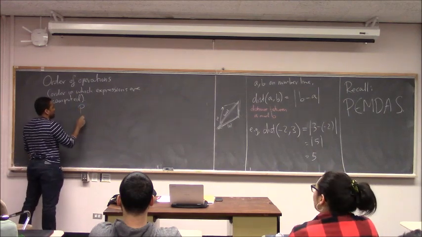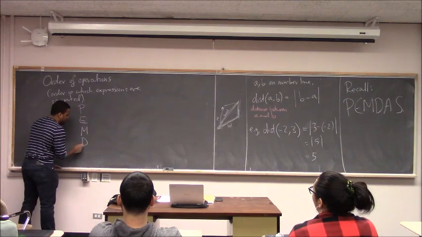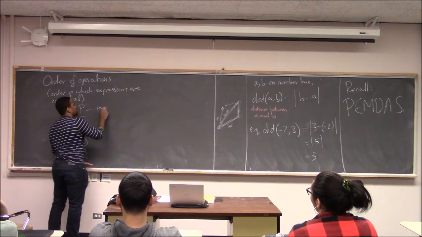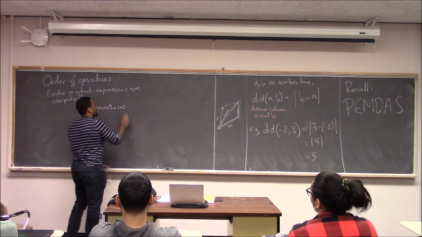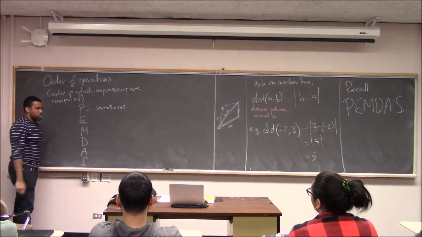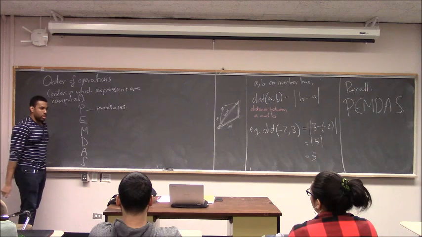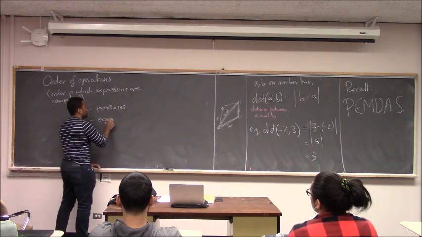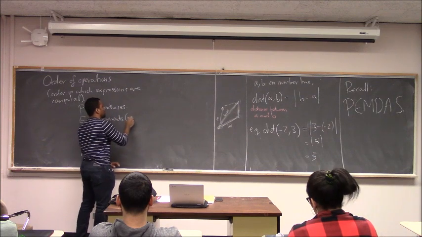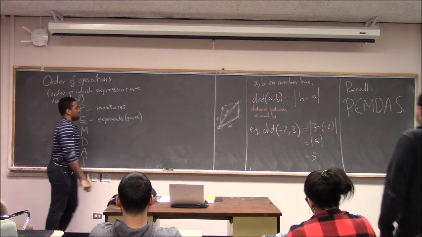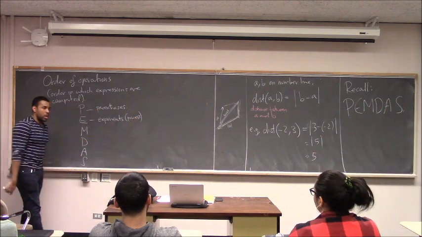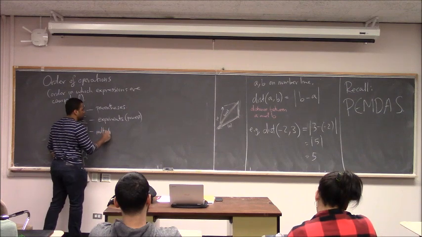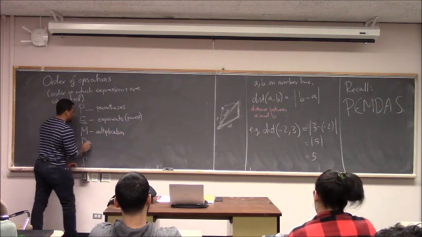And it has been decided that PEMDAS will denote this order, where the P stands for parentheses. So if you have a bunch of things to compute, the first thing you want to do is figure out what's going on in the parentheses. Compute those first. Next thing is exponents, or powers. Next thing you want to do is raise stuff to the powers that should be raised to the powers. M stands for multiplication. D stands for division.